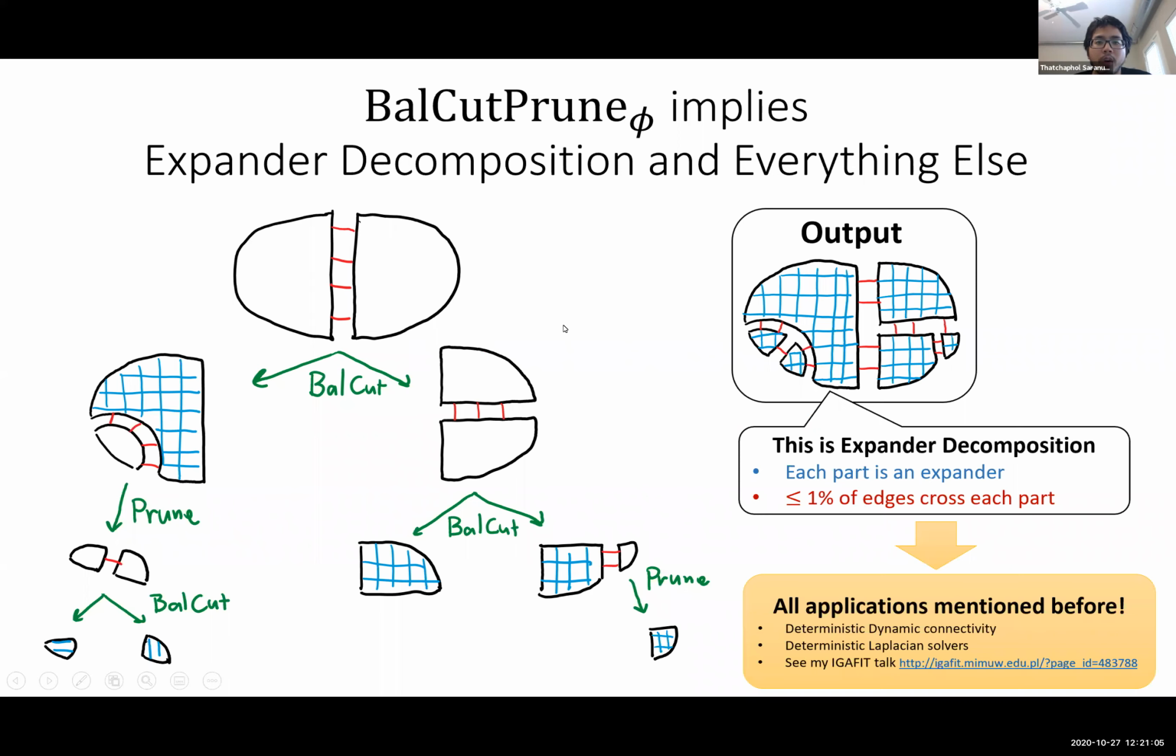This is really the core thing that implies everything. I will be quick here, but if you have a graph and you recursively apply this algorithm to it, if you get a balanced cut you recurse on both sides, and if you get a prune you recurse on the smaller side. By repeatedly doing this, you get a vertex partition of the graph such that each part is an expander and there are few edges crossing between parts. This is exactly an expander decomposition. And from this, you get all the applications I mentioned before.